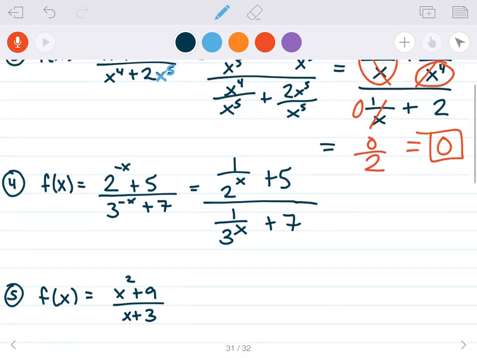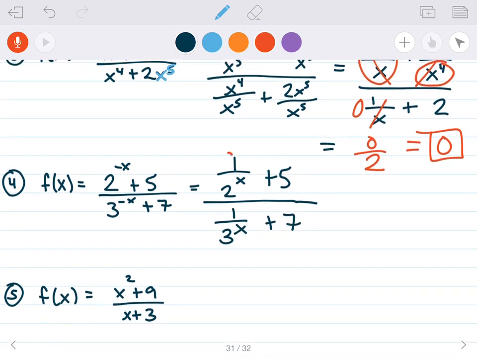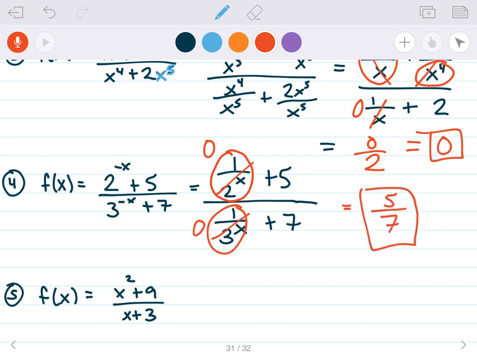Okay. All right, so let's look at this first expression. When x gets really, really big, what is this thing going to go to? Well, it's going to go to 0. And on the bottom, when 1 over 3 to the x gets big, this thing goes to 0. And so I'm just left with 5 over 7 as my answer: (0 + 5) over (0 + 7). So that's the limit as x goes to infinity.